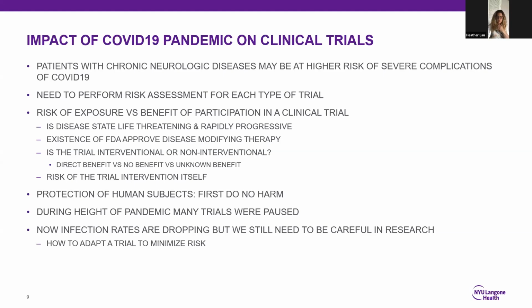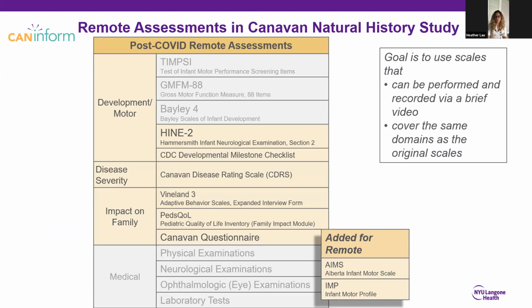Now the infection rates are dropping, but we still need to be very careful. And so we're looking at how to adapt each of our trials to minimize risk to the families. And ASPA's doing the same thing. So they've been working with us, myself, Dr. Eichler, and Dr. Bly, and many others in the company, on how to reduce risk of exposure, utilizing remote assessments and trying to minimize any kind of in-home interaction. So we halted some of the assessments, the GMFM, the Bayley-4, which require the physical therapist role.